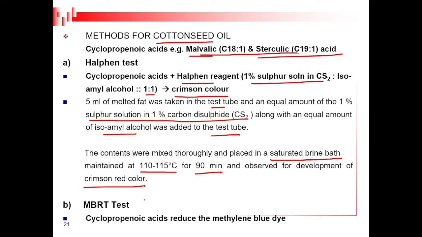Then another test which is used to detect cottonseed oil in ghee is the methylene blue reduction test. These cyclopropenoid acids have a tendency to reduce the methylene blue. So if cottonseed oil is adulterated, then we will see that the MBRT, that is the reduction of methylene blue, will be faster. Decoloration of the methylene blue will take place if cottonseed oil is there in the case of ghee, whereas with pure ghee, decoloration will be slower. So this way there are two tests which can be used to detect the adulteration of cottonseed oil in ghee. One is the Halphen test, the other is the MBRT test.